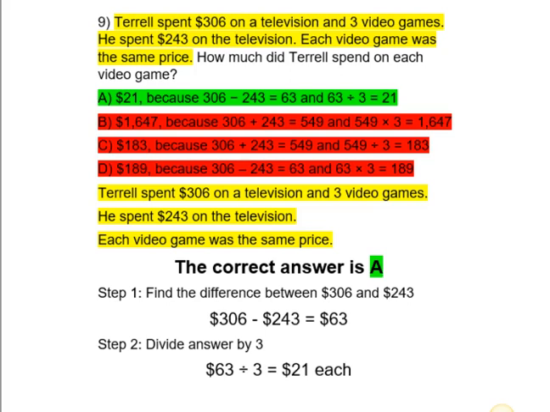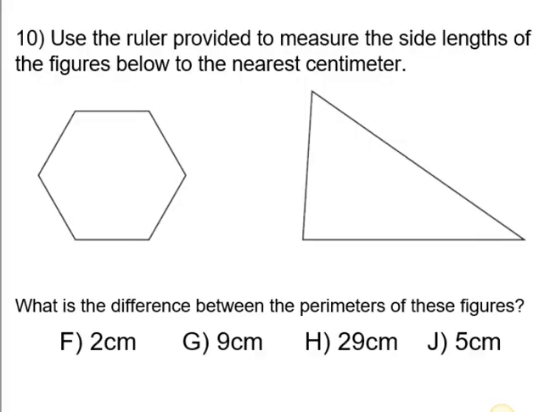Let's move on to question number 10. Use the ruler provided to measure the side lengths of the figures below to the nearest centimeter. All right, we have a hexagon, which has 6 sides, and also a triangle. What is the difference between the perimeters of these figures? F, 2 centimeters, G, 9 centimeters, H, 29 centimeters, J, 5 centimeters.